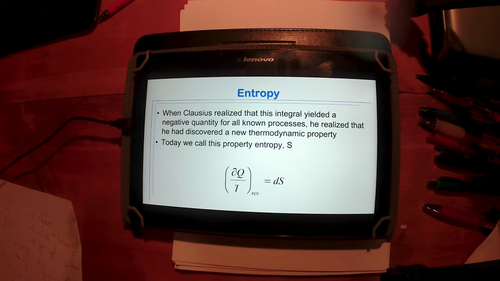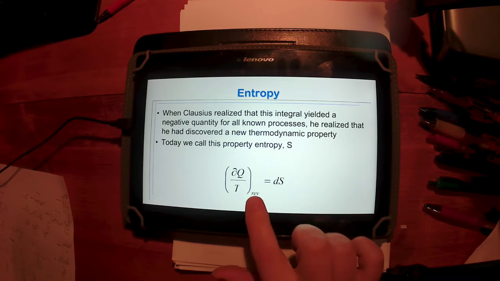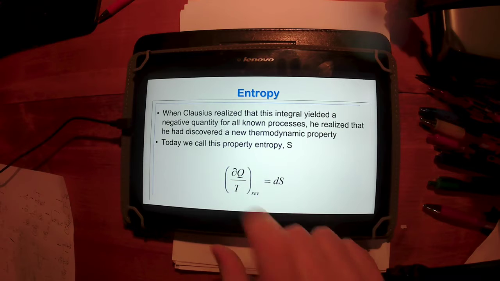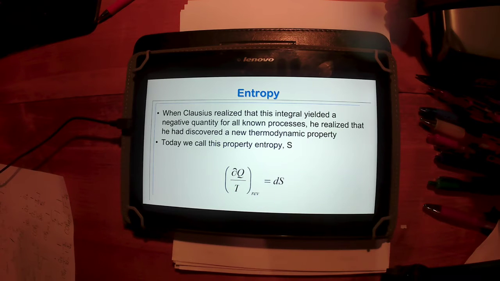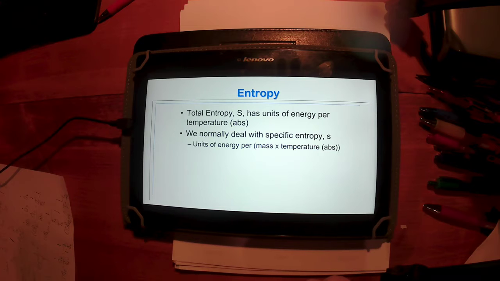So S represents entropy. Entropy can be changed by adding or removing heat to our system. If that heat is added in a reversible fashion, the amount of heat divided by temperature will give us the amount of entropy change. All right, so we're measuring entropy.